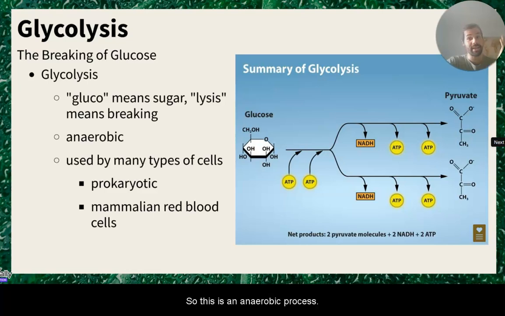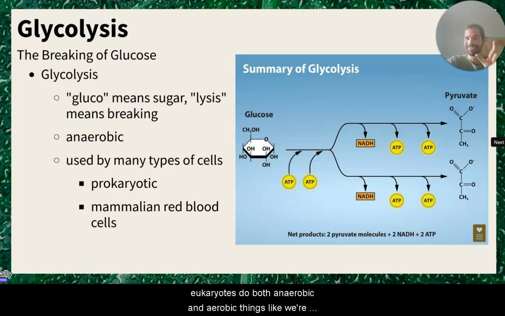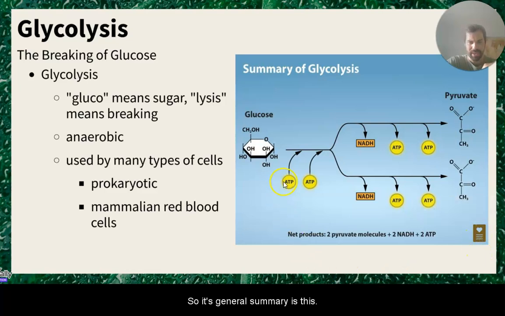So this is an anaerobic process. Even aerobic respirators, like us eukaryotes, do both anaerobic and aerobic things. We're doing glycolysis, prokaryotes are doing glycolysis. It's happening everywhere.